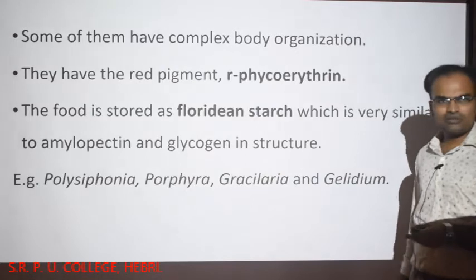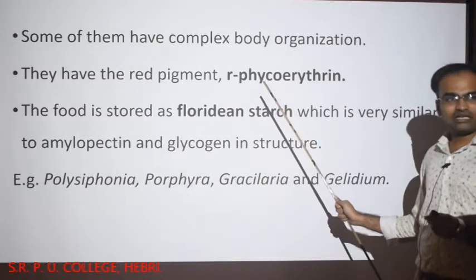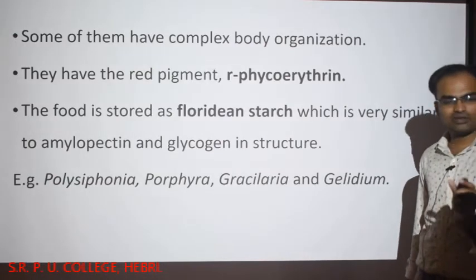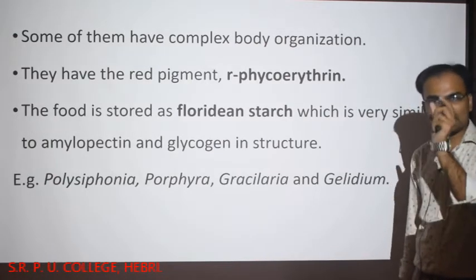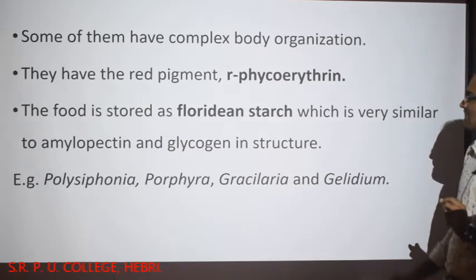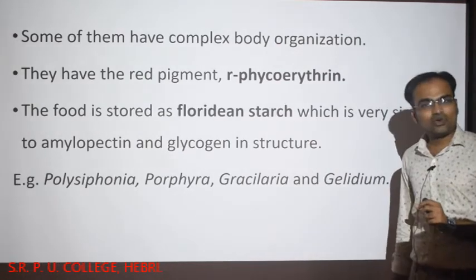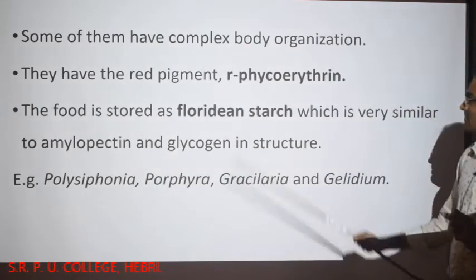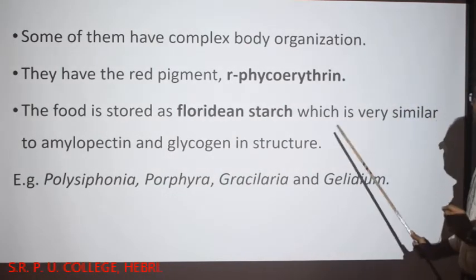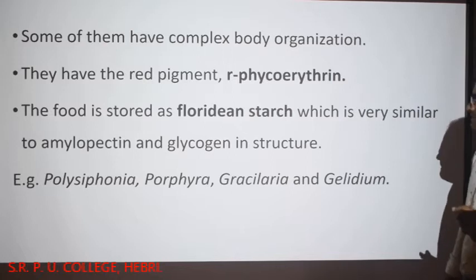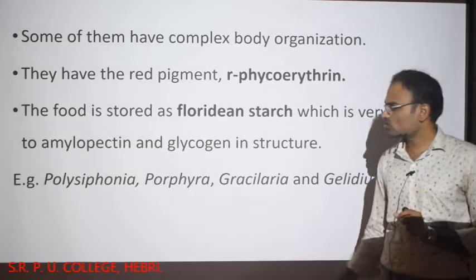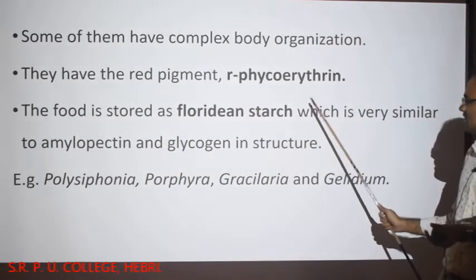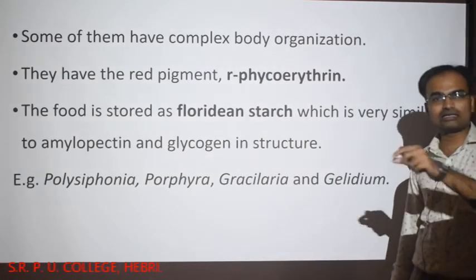They have a red pigment, that particular red pigment is called R-phycoerythrin. Okay, the particular pigment that is responsible for the red color of the Rhodophyceae is R-phycoerythrin. In case of red algae, the food is stored as Floridean starch, which is very similar to amylopectin and glycogen in structure. So amylopectin as well as glycogen, both are carbohydrates, but Floridean starch is alcohol containing sugar.